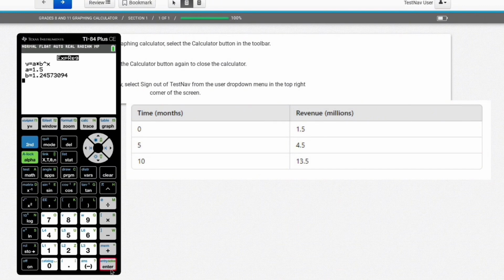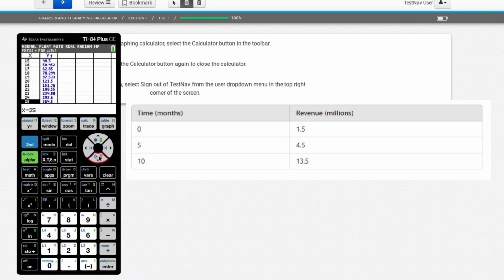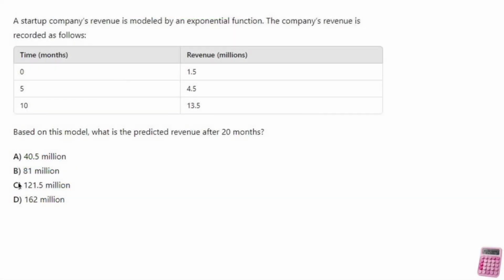So I go to calculate, I hit enter, I get that function right there, which I'm not going to bother writing down because I don't need to. It's there for me. If I want to find out what happens at month 20, I can go to second, table, scroll all the way down to 20, and find out that 20 is 121.5. So let's go back to our options and circle 121.5. When all was said and done, we ended up with C, which is $121.5 million. And that's our answer.